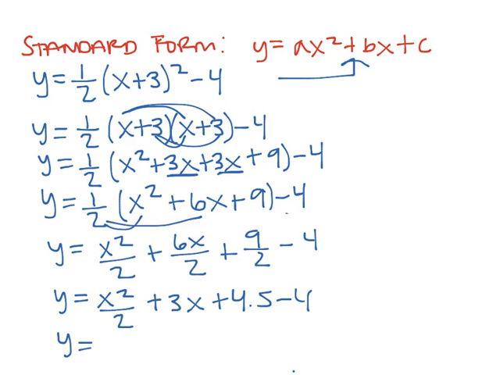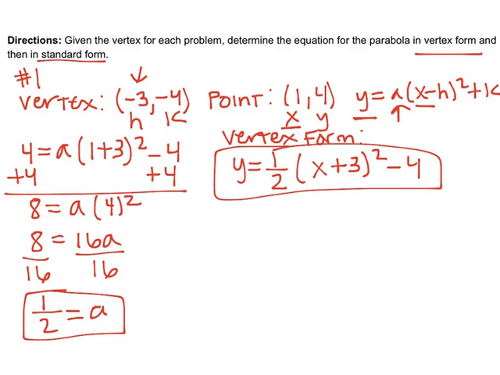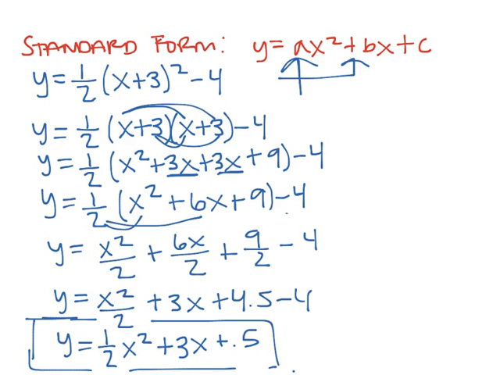So I have y equals, and we have our coefficient a, so we do have a 1/2 as our coefficient on that x squared. And then our 3x, and then 4.5 minus 4 is just 0.5. Okay, so that is now our standard form equation here. That is how we will be determining the equation from a given point and a vertex. We went to our vertex form, and then using our vertex form, we are able to make it to standard form.